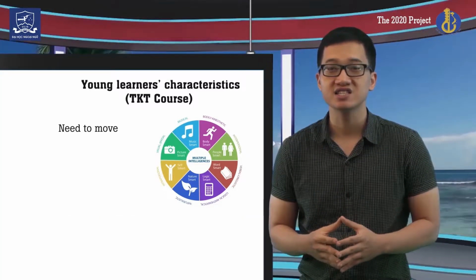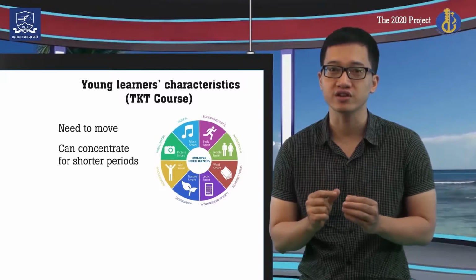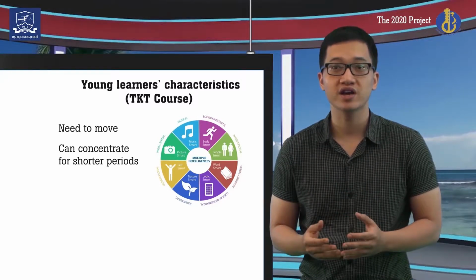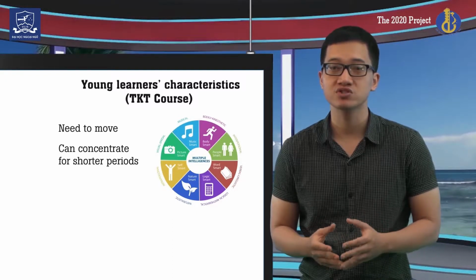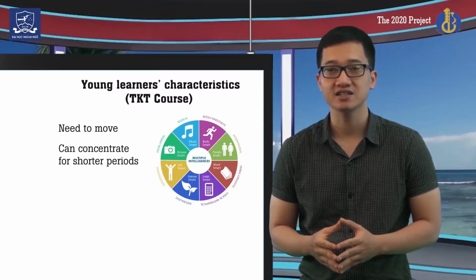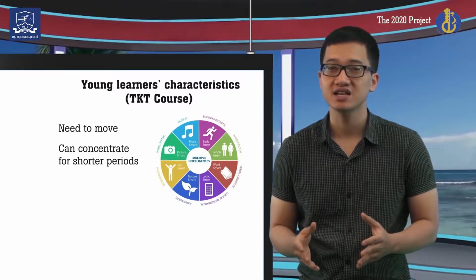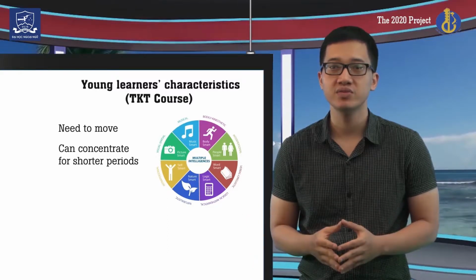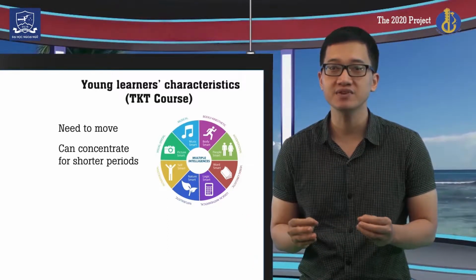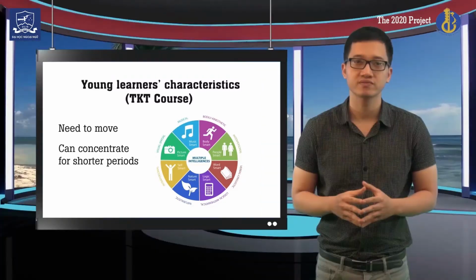The second idea suggests that children can concentrate for shorter periods. That's why in Module 2, we learned that a class period at primary school is shorter than that at higher levels. For our English class, that means we need a wide range of activities because it is not productive to keep young learners sit and do one activity for too long.